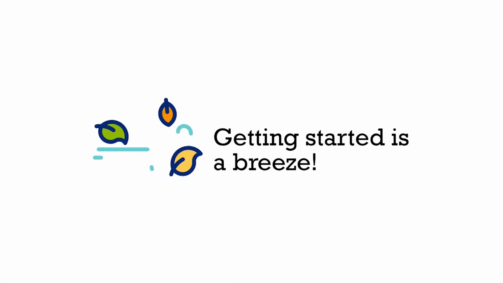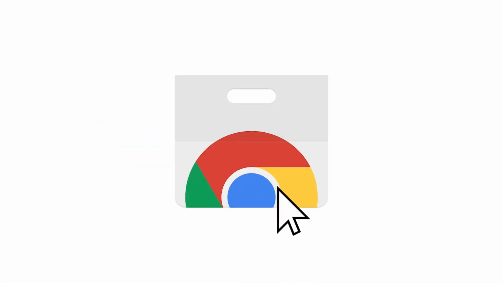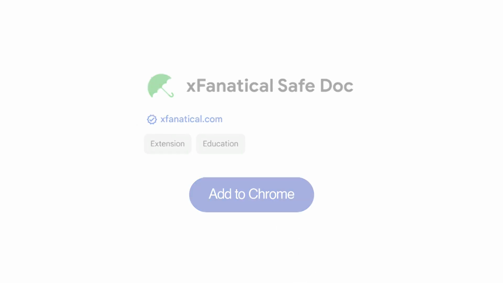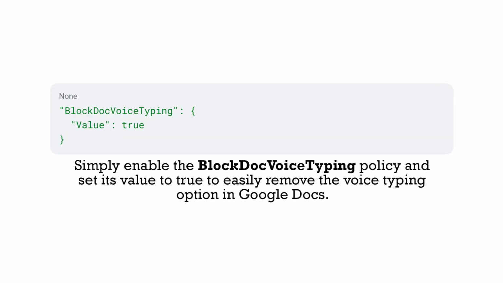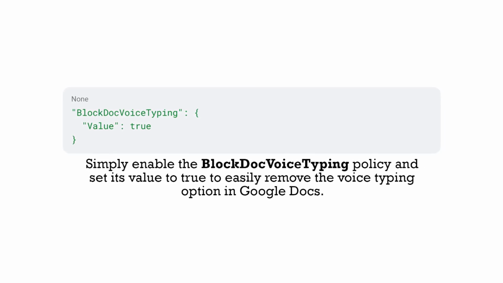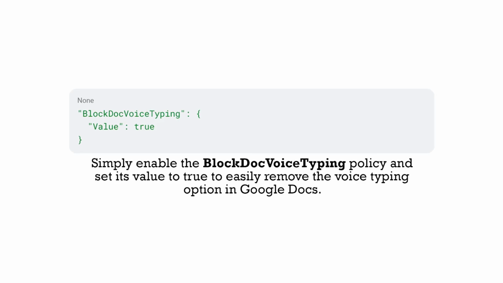Getting started is a breeze. Go to the Chrome Web Store page, search for SafeDoc, then click Add to Chrome to add this extension. Once it is installed, simply enable the Block Doc voice typing policy and set its value to true to easily remove the voice typing option in Google Docs.